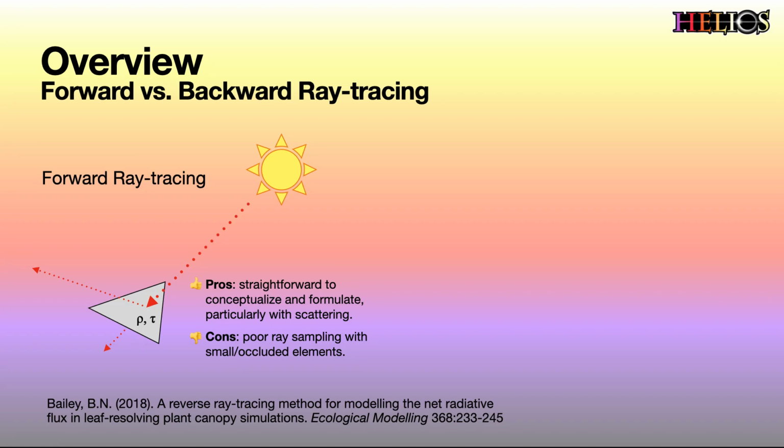There are some disadvantages of this approach. One is that you can get poor ray sampling when you have small or occluded elements. Because you're tracing the radiation from the source to the elements, you're relying on the radiation beams to actually reach and sample individual elements. Because you can't use an infinite number of rays or beams in your simulations, when you have a really complex mesh with a lot of occlusion or small elements, then you often get poor sampling when you use a forward ray tracing approach.